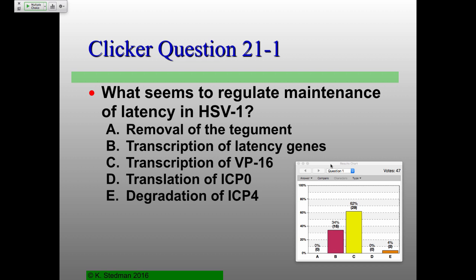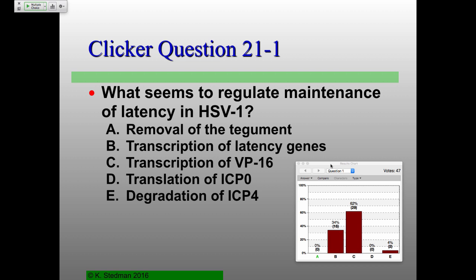Nobody liked ICP0 or ICP4. What are those? Those would be things that I wouldn't be surprised to see something about in an exam. They're transcriptional regulators, mostly for the middle and late genes. And ICP4 has that autoregulatory function. So removal of the tegument, nobody liked that, but fortunately that's not the correct answer.